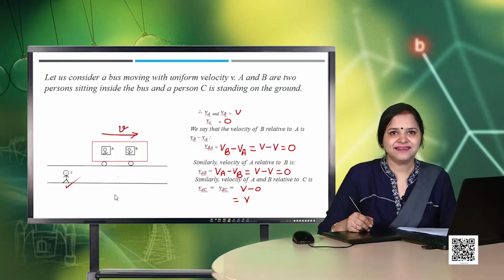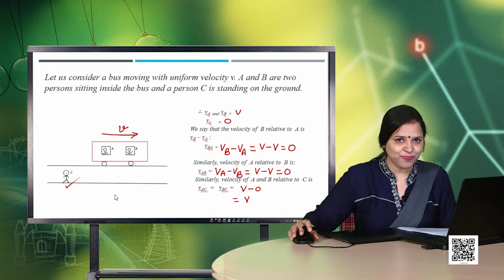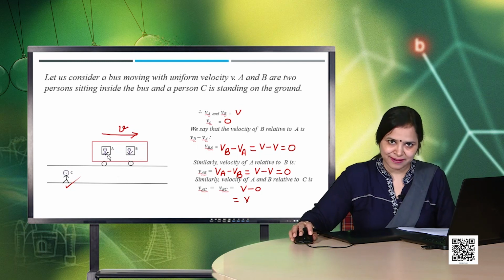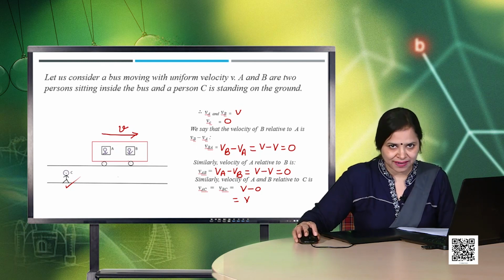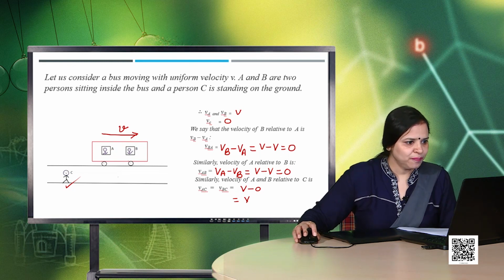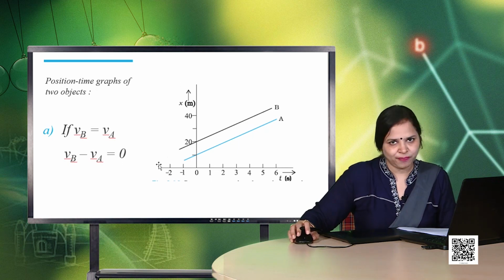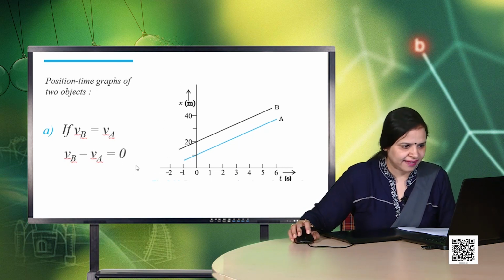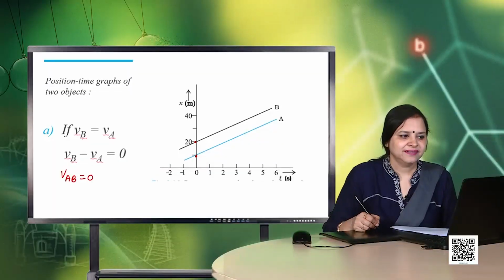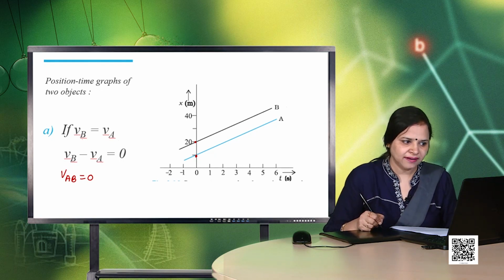Now, let us consider the same situation graphically, wherein we will try to plot the motion of these two passengers A and B who are moving in the same bus with a velocity V. So if we plot a position-time graph, this kind of pattern will be obtained. Let us analyze this xt graph. Here we see that the relative velocity of A with respect to B, or the velocity of B relative to A, both are 0.